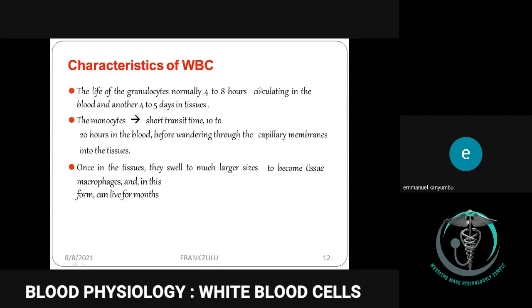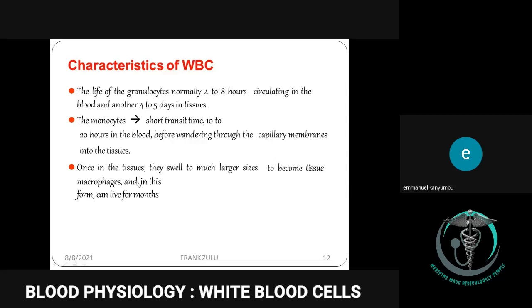And sometimes these are moving in blood in an inactive form. They only get activated once there is the presence of an antigen. For monocytes, of course, there's a short period of time, about 10 to 20 hours, before wandering through the capillaries. But what is important here is the 4 to 5 days in terms of their lifespan, and this is because of their rapid breakdown. So once they are produced, they easily get broken down.